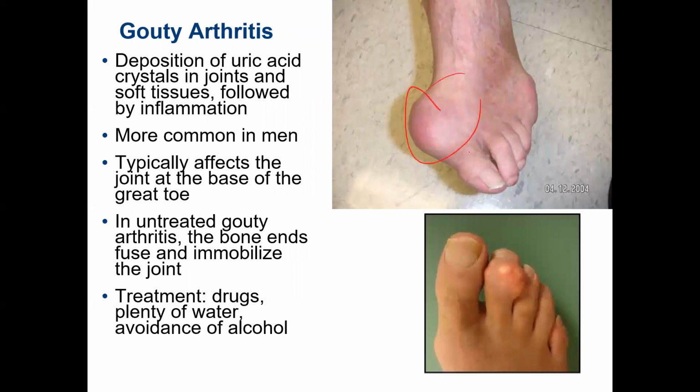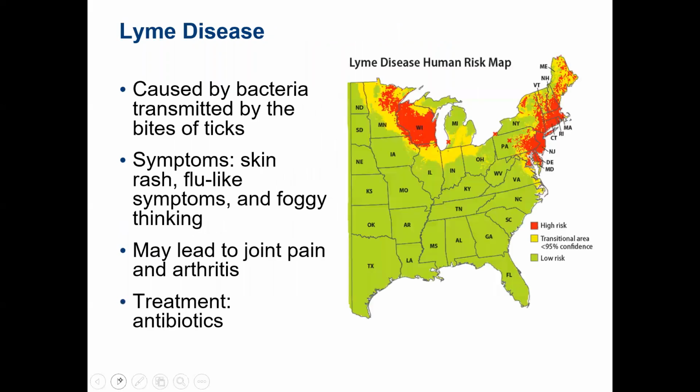Here's gout. Uric acid crystals deposited in the joints, you get inflammation. Treatment for this, stop drinking so much alcohol, drink more water, there's some medications. Lyme disease causes arthritis, but oddly enough, that's the least of your issues with Lyme disease, that foggy thinking makes you crazy. Arthritis is really not high on your radar for Lyme disease. And notice that we're not even on the stupid map. We have zero risk of Lyme disease here. We just don't have those ticks.